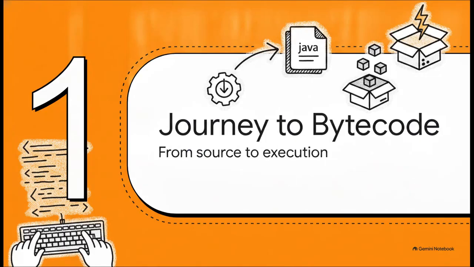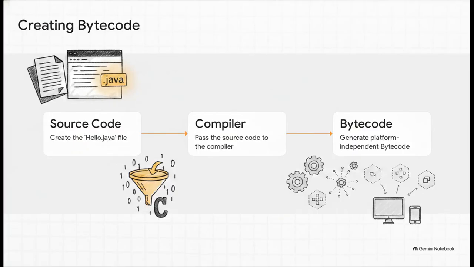Section 1. The journey to bytecode. Let's trace a simple piece of code from the exact second you type it out. Imagine you've just written some Java source code. You save the file with a .java extension. Let's just call it hello.java. Now your computer's hardware, it literally cannot read this file. It only speaks zeros and ones. So step 2 is passing your source code through a compiler.